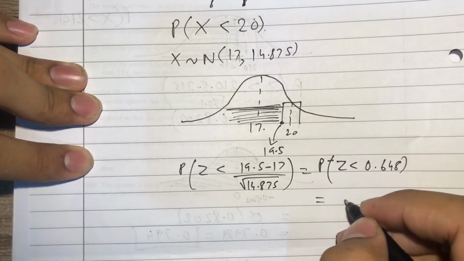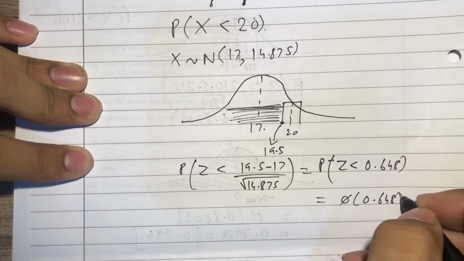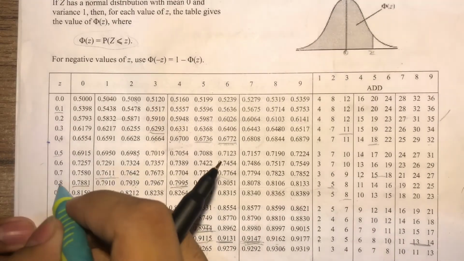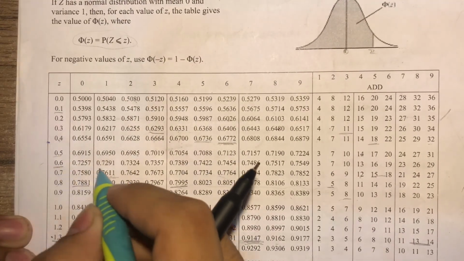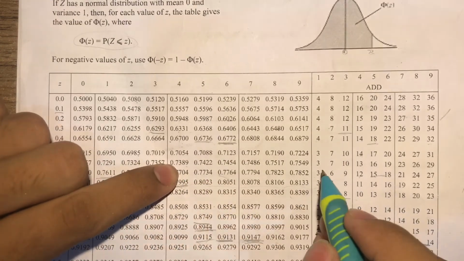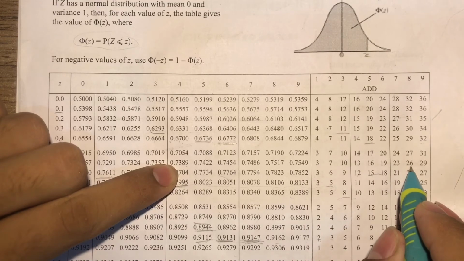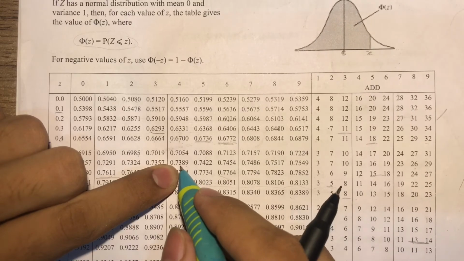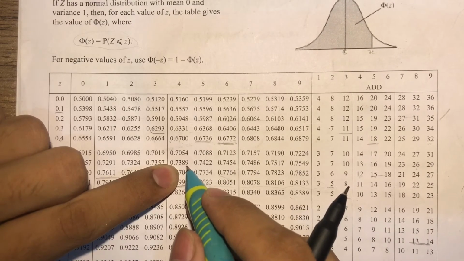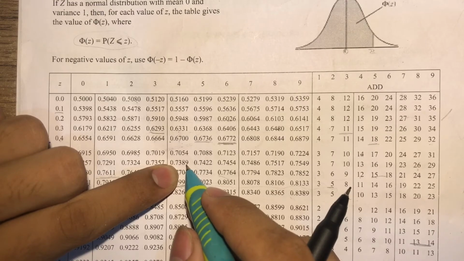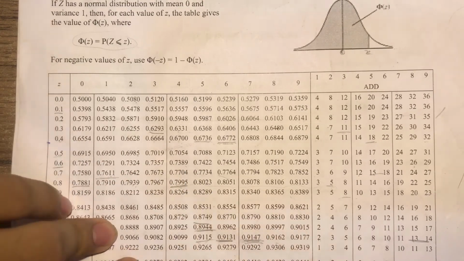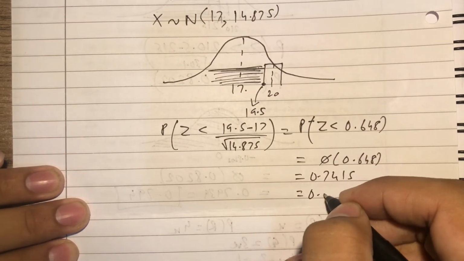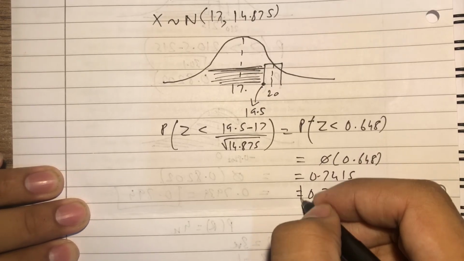This is equal to phi of 0.648. So phi of 0.648. This is 0.6, this is 0.64. And then we have to add 8. 26 is for 8, right? So we're adding 26 to this. First I'm adding 6. So this will become 0.7395, then add 20, so 0.7405, 0.7415, which is 0.742 to 3 SF.